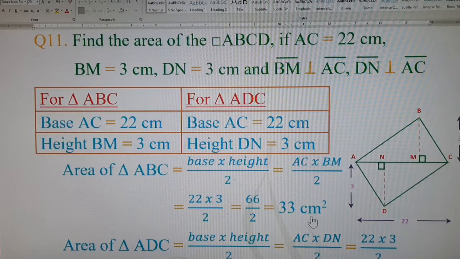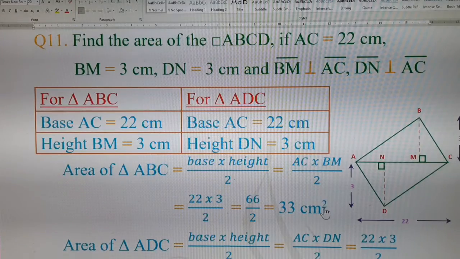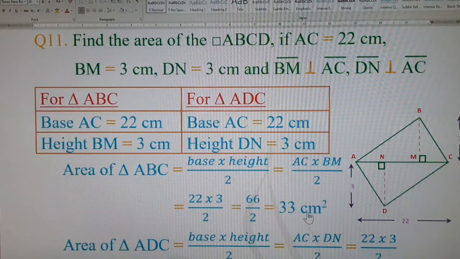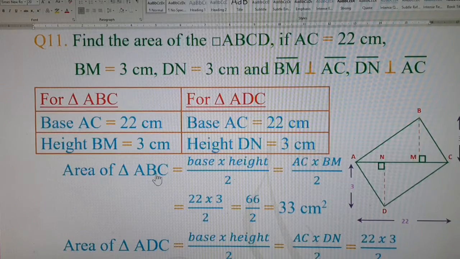And we'll write the unit as centimeter square, because whenever the area topic is given, we have to write the unit with the power degree 2. So centimeter raised to 2, and we'll read it as centimeter square or square centimeter. So we can say area of triangle ABC is equal to 33 centimeter square.